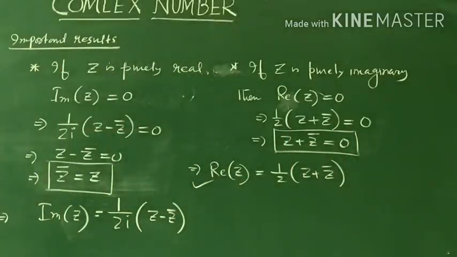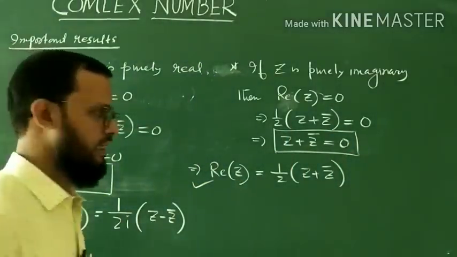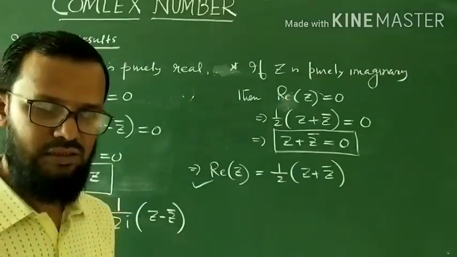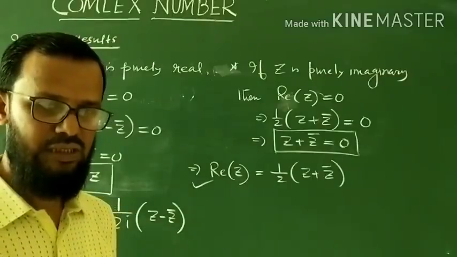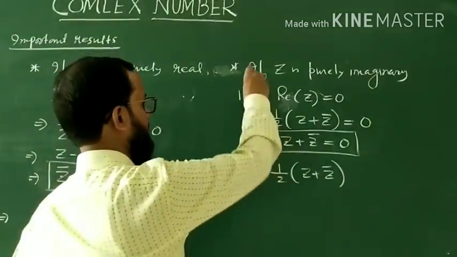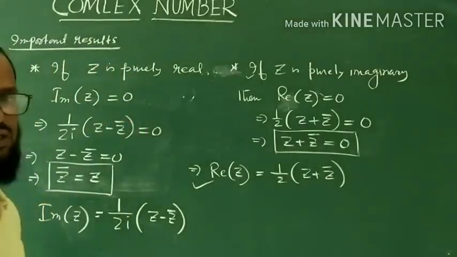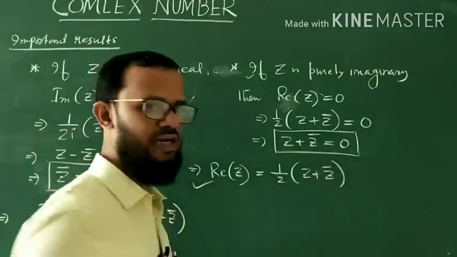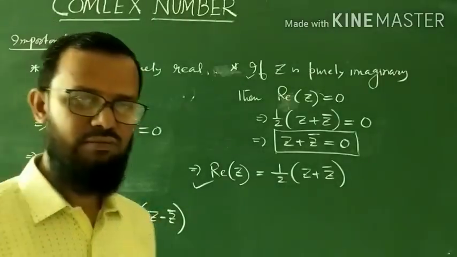When you add a complex number with its conjugate, if you get the result 0, then you can conclude that the complex number is purely imaginary. And if the complex number is purely imaginary, then this result holds, vice versa. Okay, the result will be vice versa.